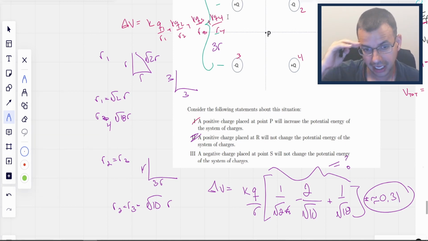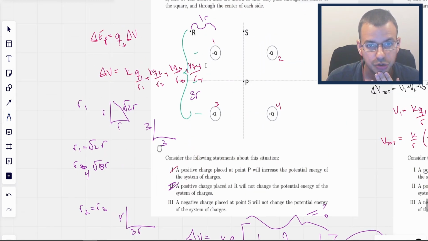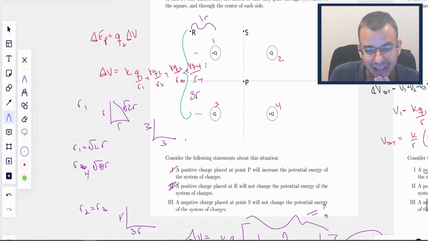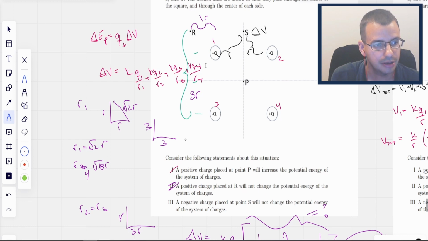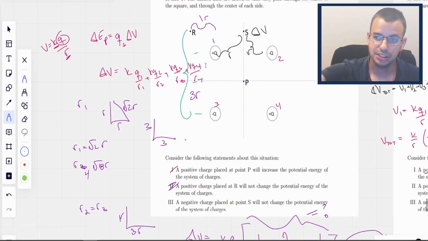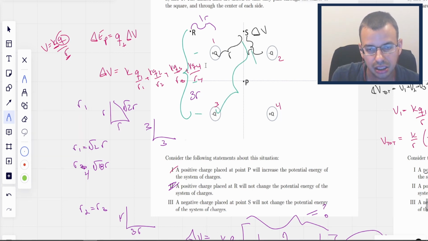All right, so then a negative charge placed at point S will not change the potential energy of the system. We're going to go with the exact same concept here, and the idea is this R and this R are the same, the charges are the same, but the signs are opposite, so the delta V from 1 and 2 will be 0. They cancel each other out because we're looking at V equals kq over r. The r's are the same, the k's are the same, the q's are opposite, so when we add them, 0. And the r's, even though they're in a different direction, are the same length, so that's fine because they're scalars.